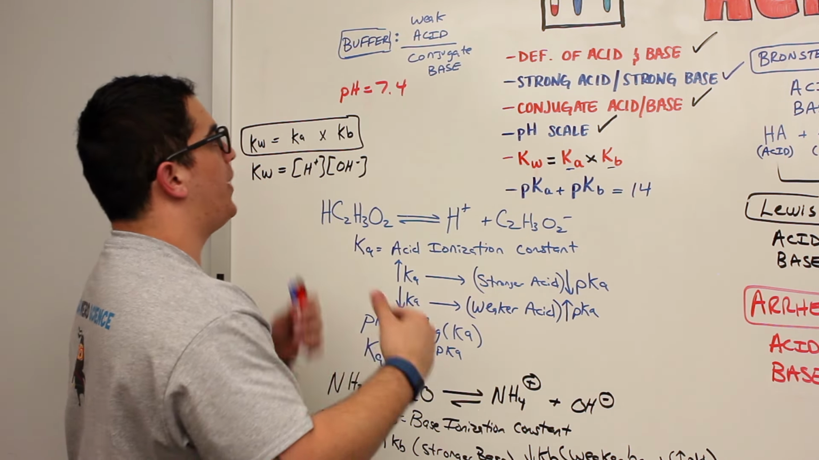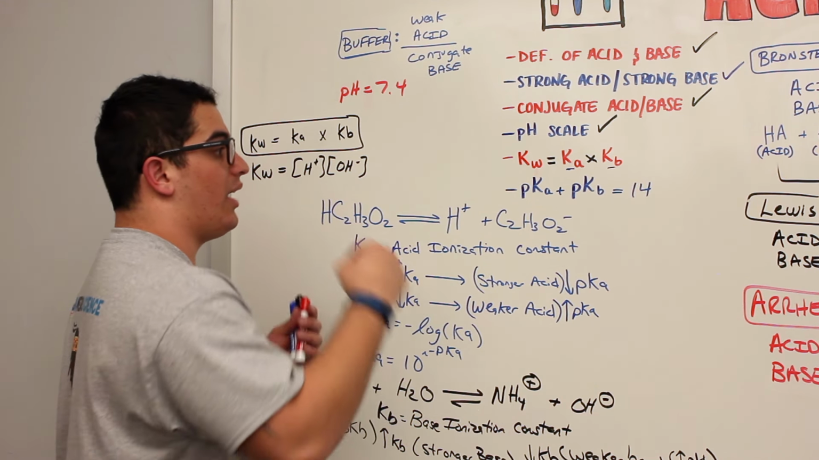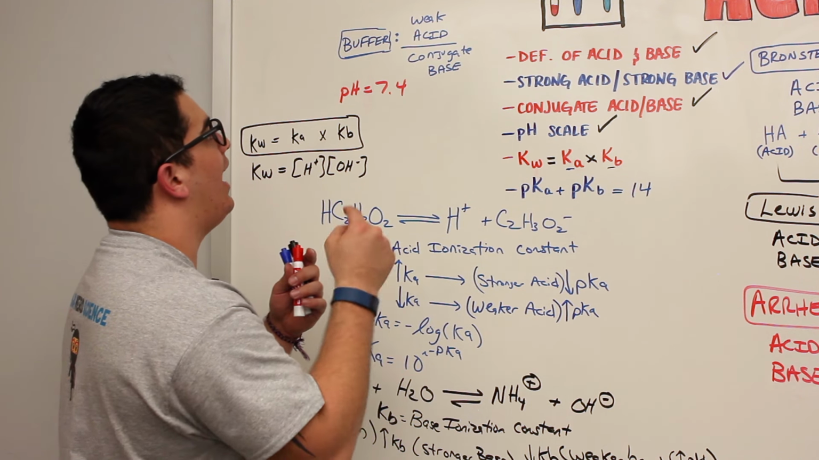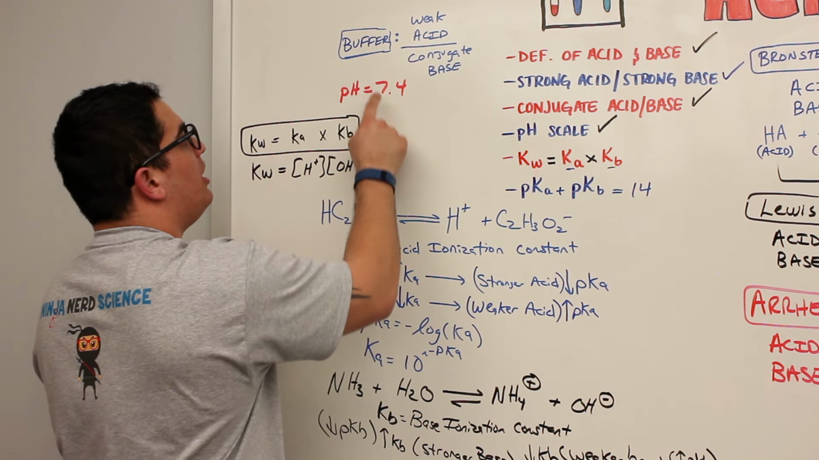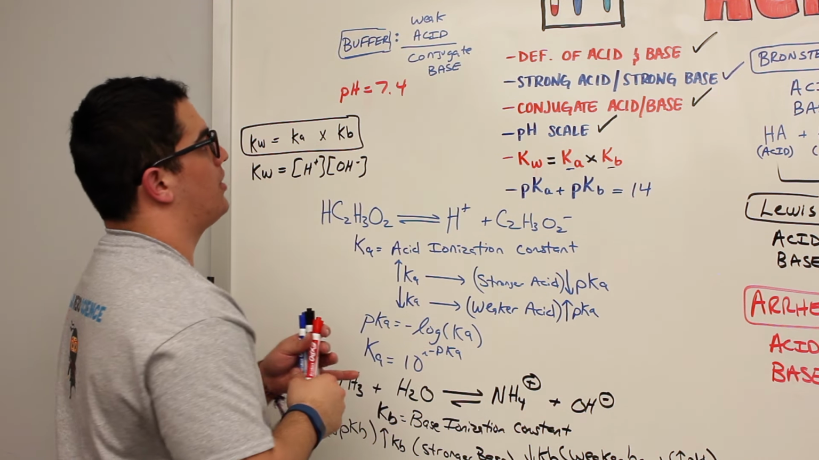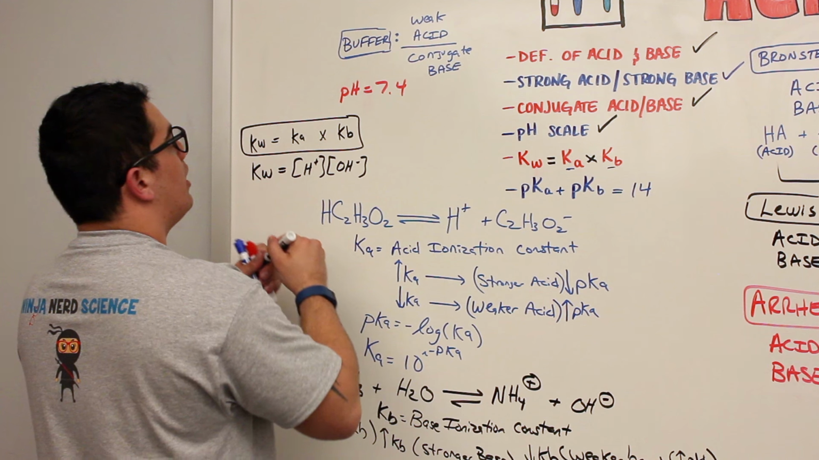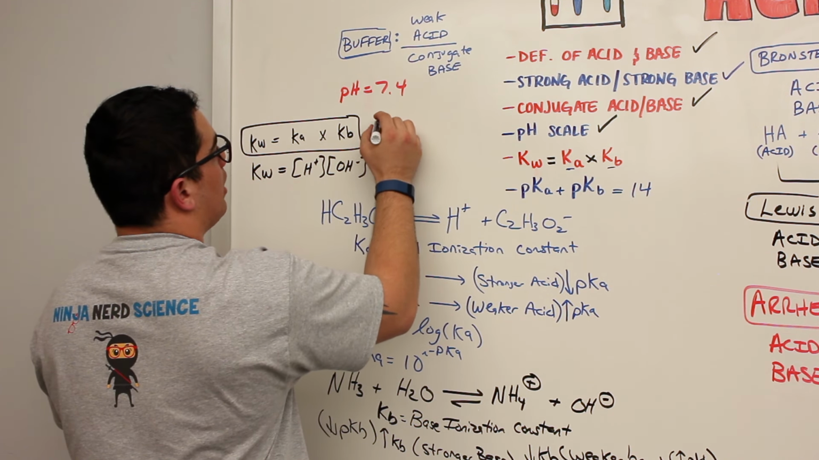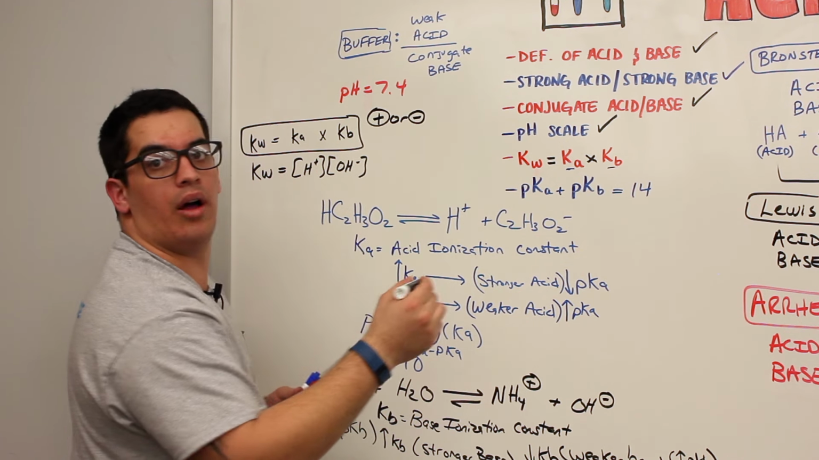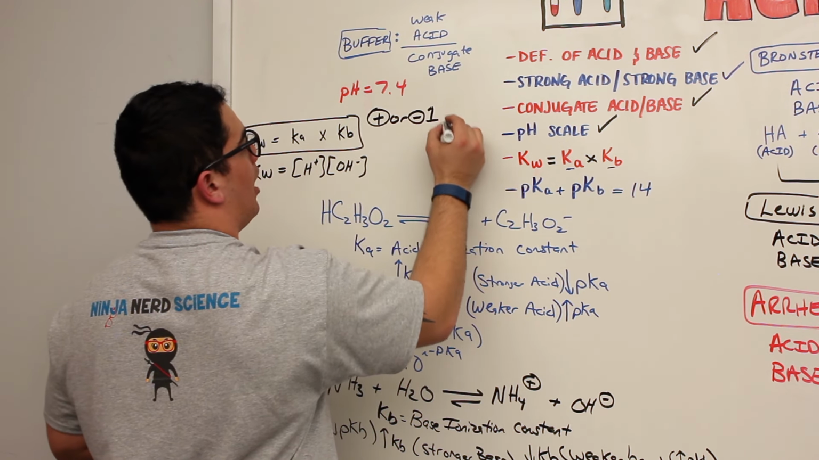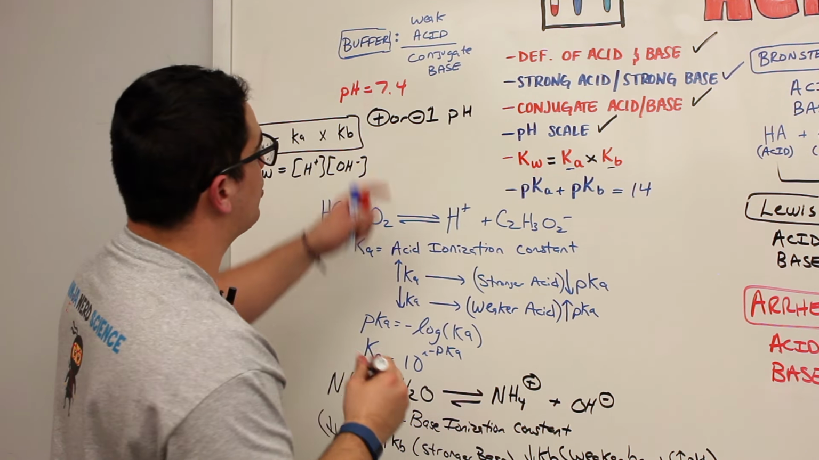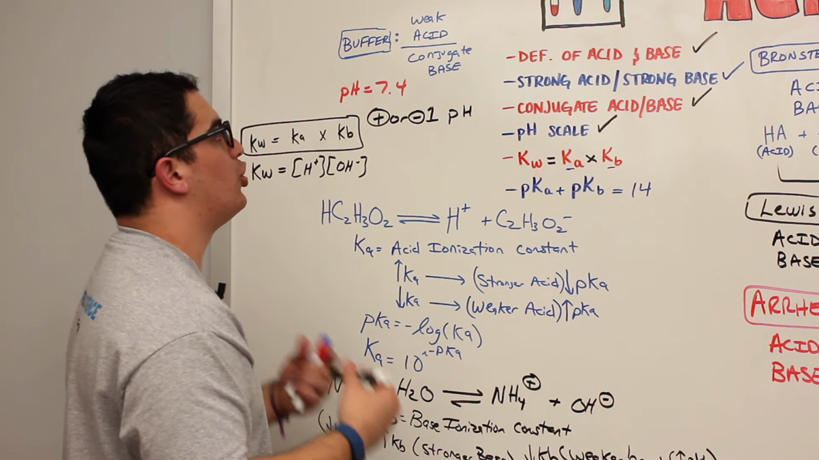If I had to pick between a whole bunch of different buffer systems that I'd want in my bloodstream to keep it at that pH, I'd want the pKa of a buffer to be as close to 7.4 as possible. But we even give it a nice little cushion there. So we say the best buffer is plus or minus 1 of the pH. Anything that is plus or minus 1 of the pH is a good buffer.